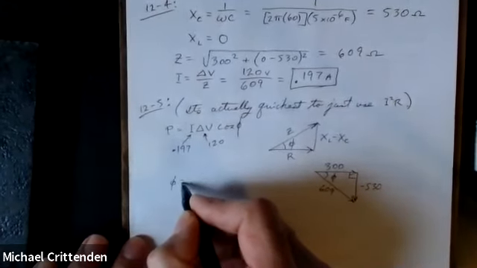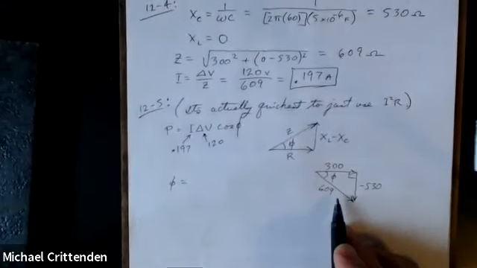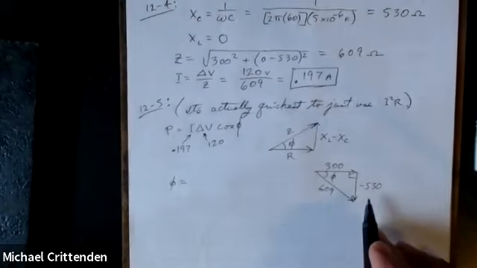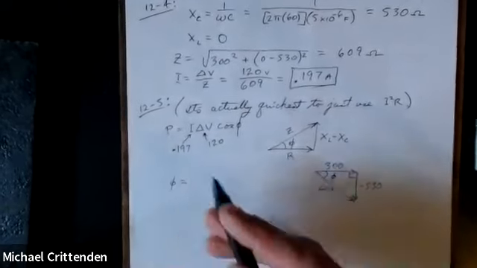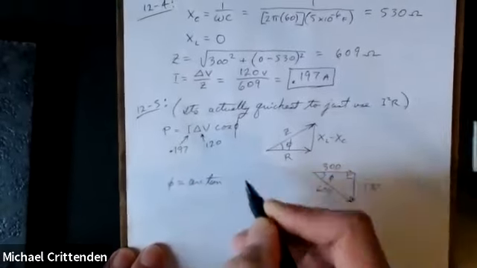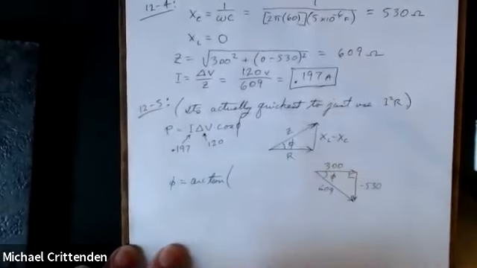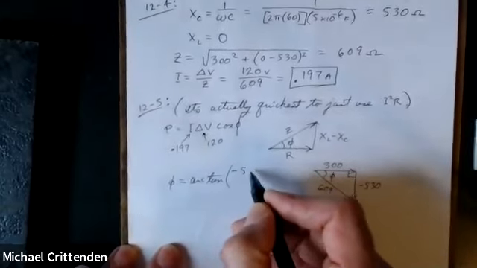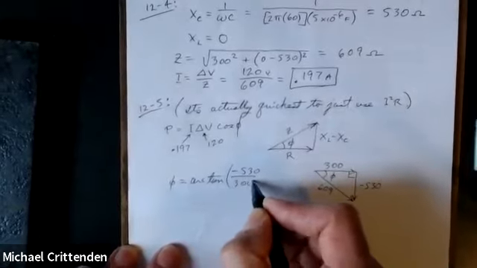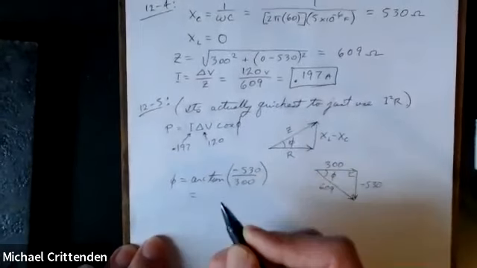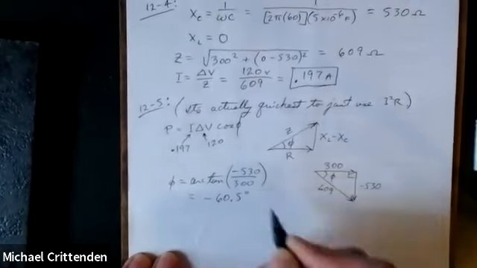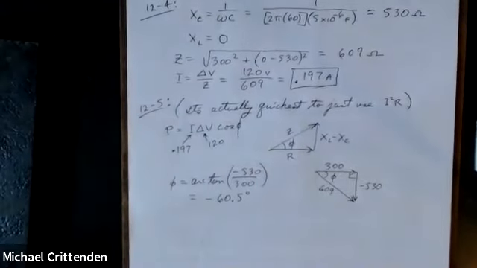I'm just in the habit of using the tangent because if you haven't gone to the trouble of figuring out the hypotenuse, that's the one you have to use because you know, if you start out knowing these 2 sides. Arctangent of opposite over adjacent, negative 530 over 300. That comes out negative 60.5 degrees.